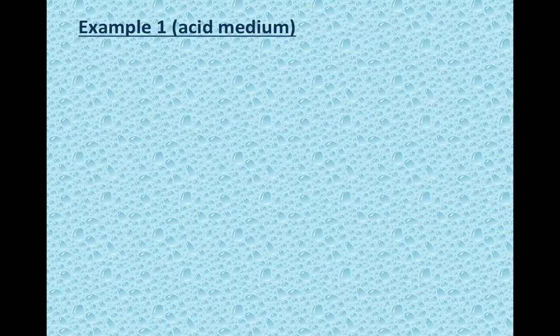Let us look at example 1. We have the manganate ion. The manganate ion is a very strong oxidizing agent that is commonly used in the lab. In oxidizing other compounds, it itself will be reduced. So if this reaction was carried out in an acid medium, it will be reduced to Mn2+.